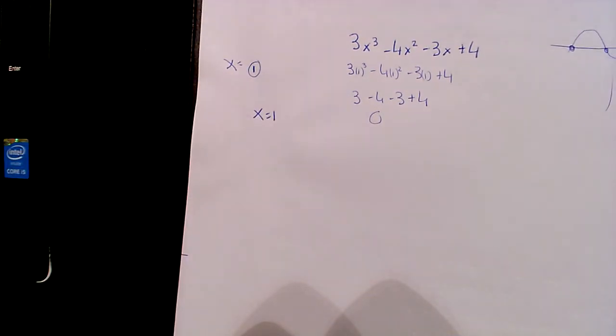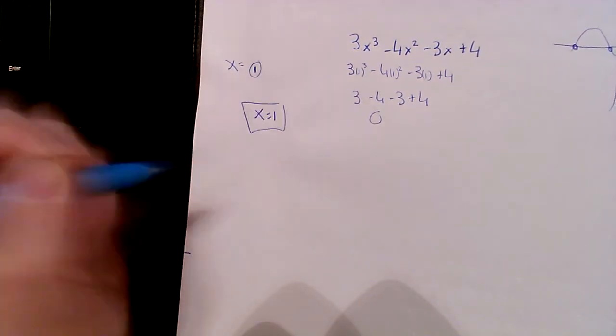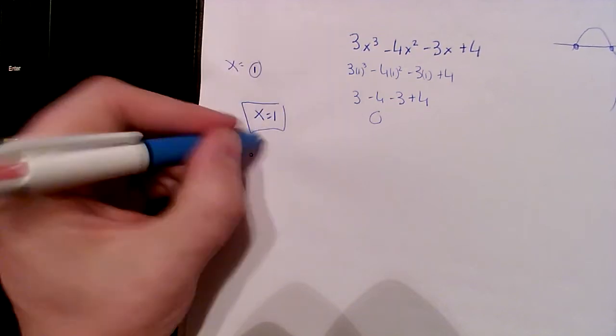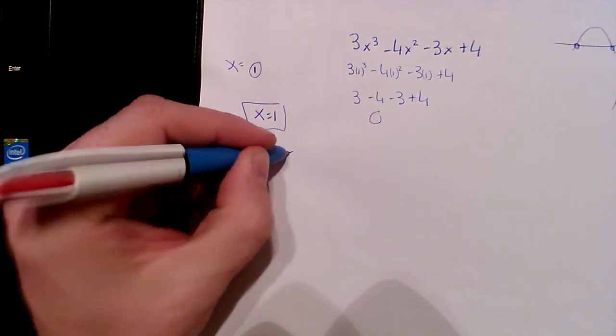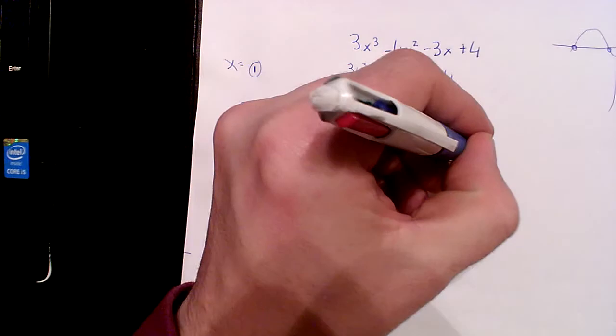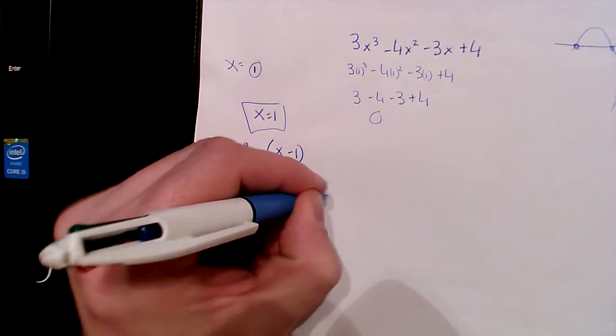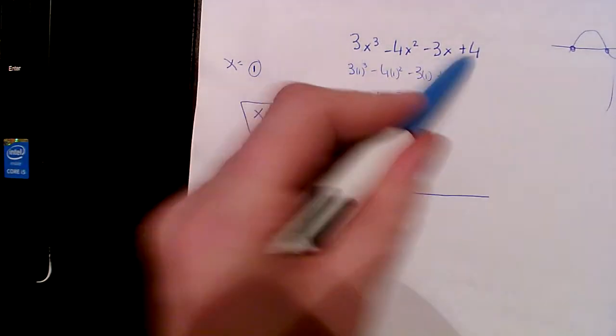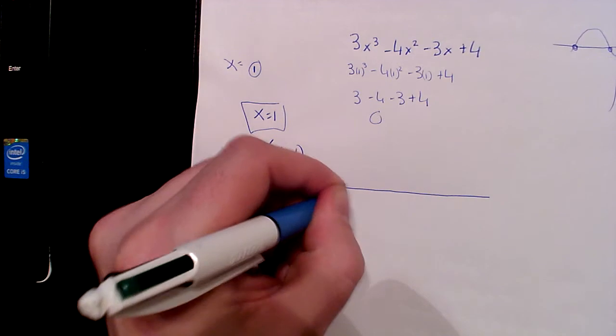So I got it on the first attempt. x equals 1, so therefore a factor of that is x minus 1. We just change the sign. So there's one factor. Now we need to get the other two. So I will divide x minus 1 into the original cubic.